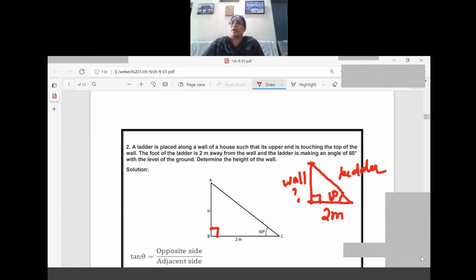Now again with respect to 60, which is the unknown side? The height of the wall, that is the opposite side, is unknown, and the known side is the adjacent side, right? So with opposite side and adjacent side, which trigonometric ratio is coming? Tan is coming. So tan 60 again we are using in this question. Tan 60 equals the height of the wall divided by the distance that is given, 2 meter.